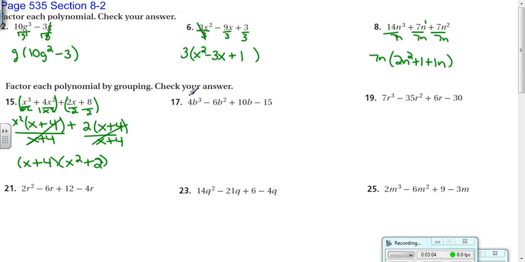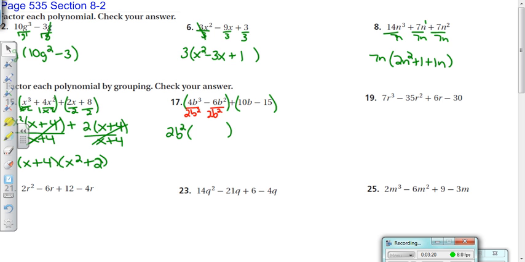Number 17, 4 terms, means I can group. My greatest common factor between 4 and 6 is a 2. Between b cubed and b squared, the lowest exponent is b squared, so I'm going to divide out a 2b squared. So when I divide that out, 4 divided by 2 is 2. B cubed divided by b squared is b. Negative 6 divided by 2 is negative 3. And b squared divided by b cancels each other out. Then I have my plus sign.